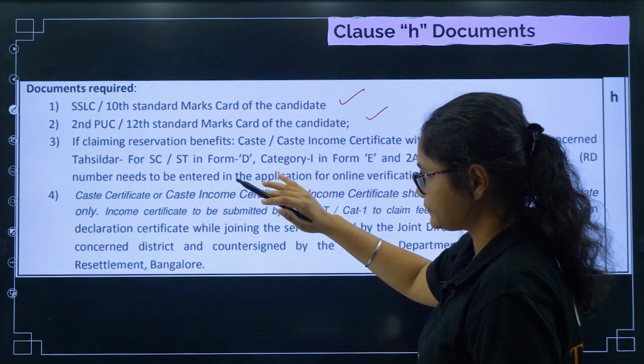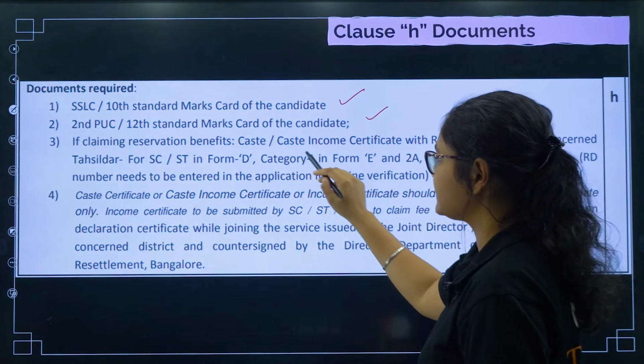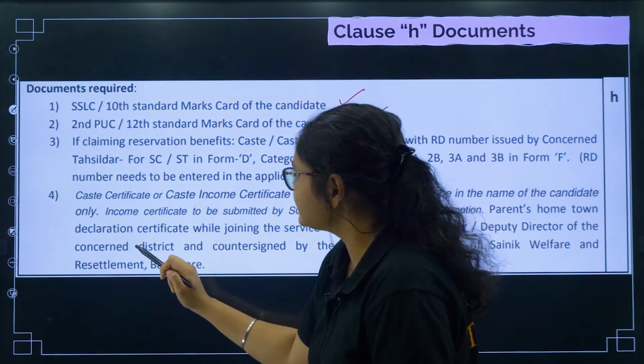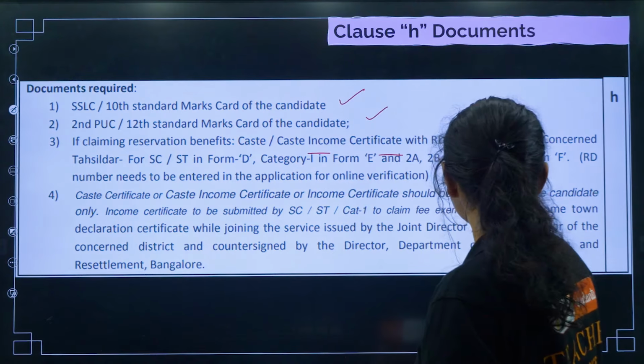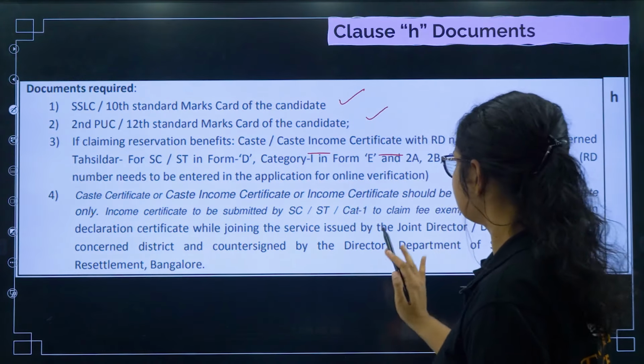Okay, then reservation benefits, the caste and income certificate, that all is there. Next, yeah, this all I think we have already discussed. This is the same thing.